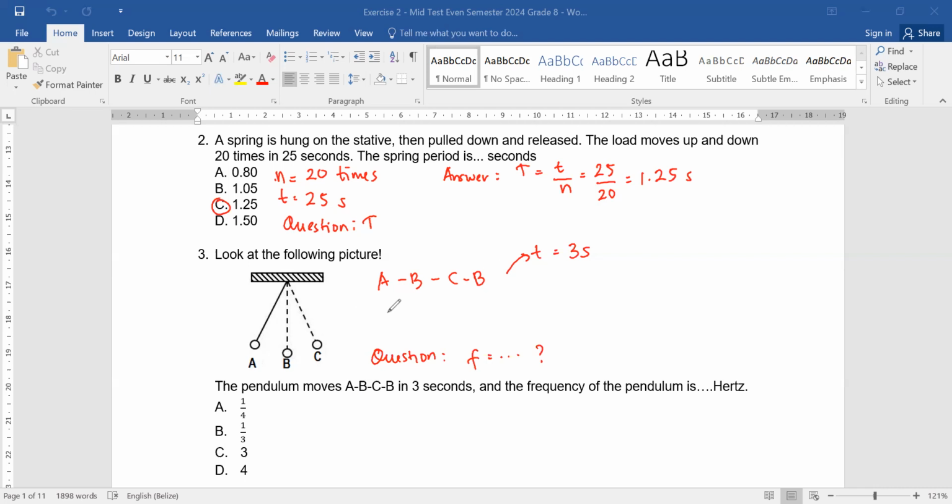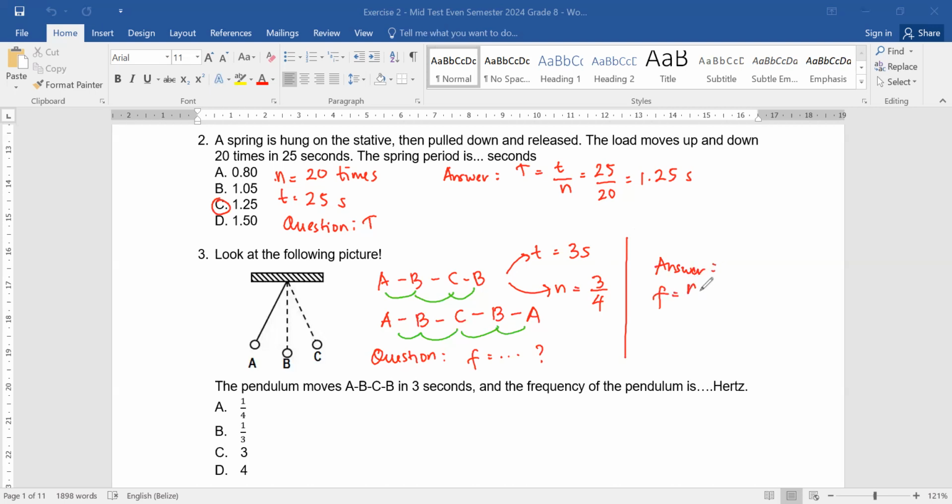One vibration, we start from A, so it's supposed to be A, B, C, B, A. So you can see here there are 1, 2, 3, 4. There are 4 sections, but for the given information, it's only 1, 2, 3, only 3 sections. So from here, we can count that the number of vibrations when it moved from A, B, C, B is only 3 over 4.